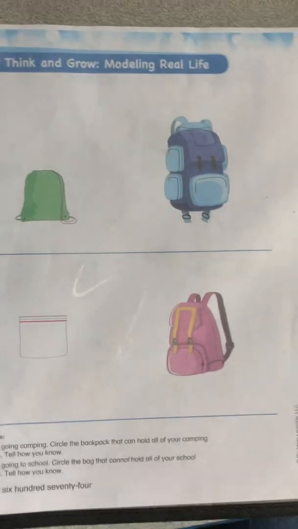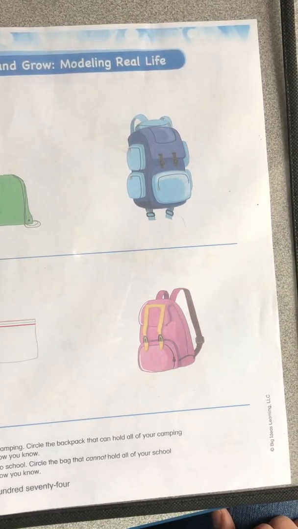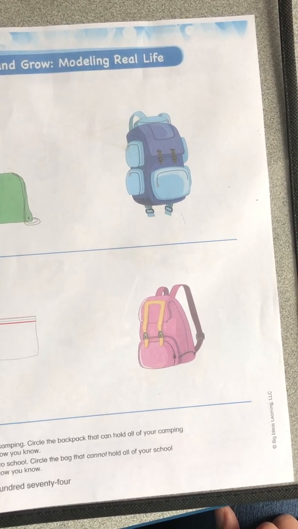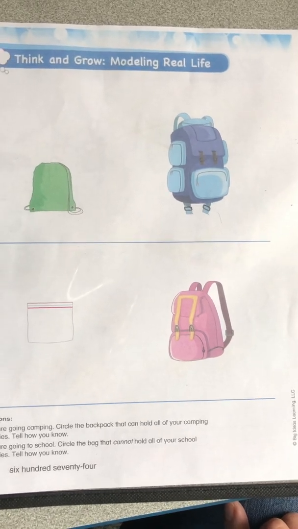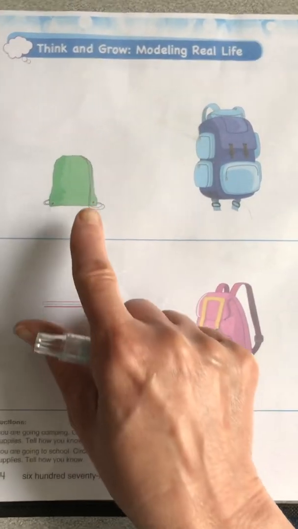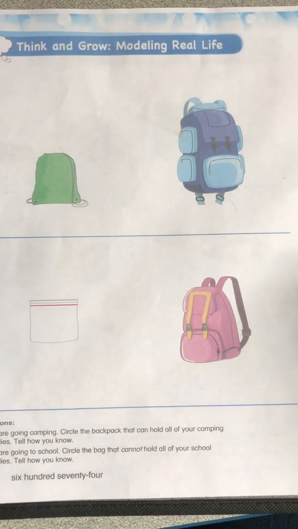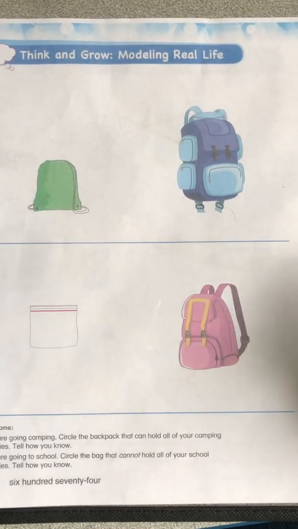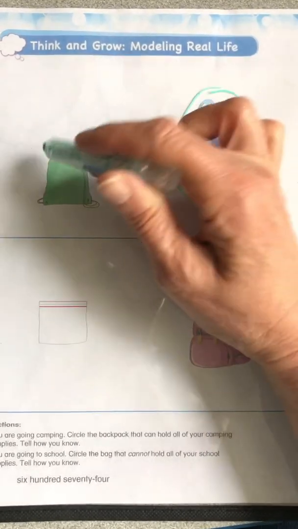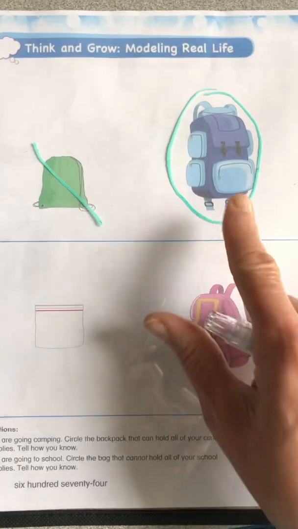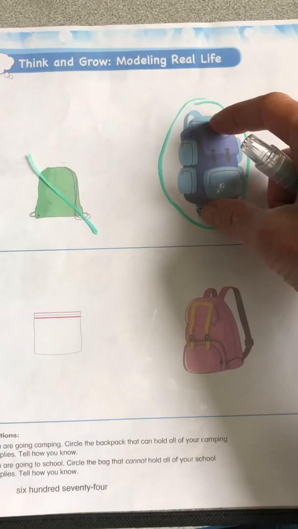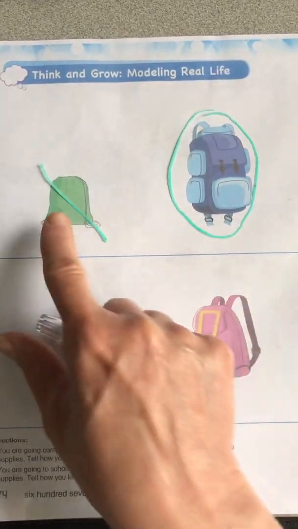All right. Look on the back. It says you are going to go camping. Circle the backpack that can hold all of your camping supplies, and tell how you know. Okay? So really look at both of these backpacks. Which one would hold everything you'd need to go camping? You're right. This one holds more. This one holds less. Circle and slash. You know this one holds more because look at all the pockets and look at its size. It's much bigger than the green one.